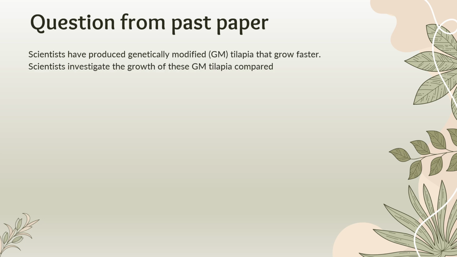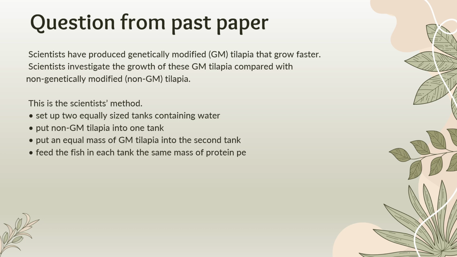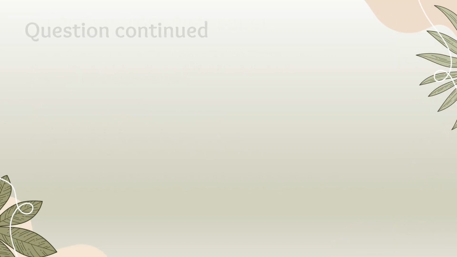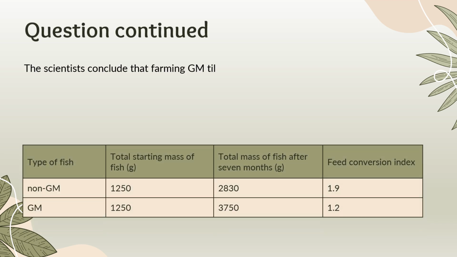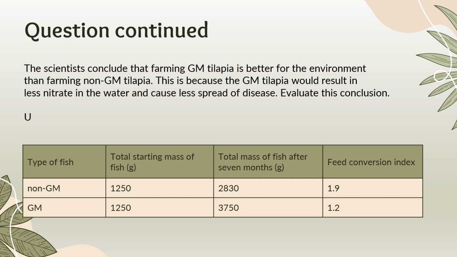Scientists investigated growth and environmental impact of GM tilapia, which grow faster than non-GM tilapia. They set up two tanks of equal size, one with non-GM tilapia and the other with GM tilapia of equal starting mass. Both groups were fed the same mass of protein pellets. After 7 months, they measured each group's mass and calculated their feed conversion index, and then concluded that farming GM tilapia is environmentally better as it would result in lower nitrate levels in water and reduce disease spread. We can see the increase in mass is greater with GM tilapia compared to non-GM tilapia.